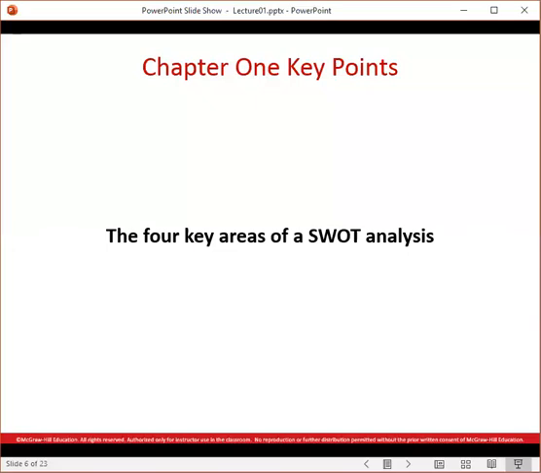One way to help develop a strategy is to do a SWOT analysis. SWOT stands for strengths, weaknesses, opportunities, and threats. And these are the 4 key areas of SWOT analysis.